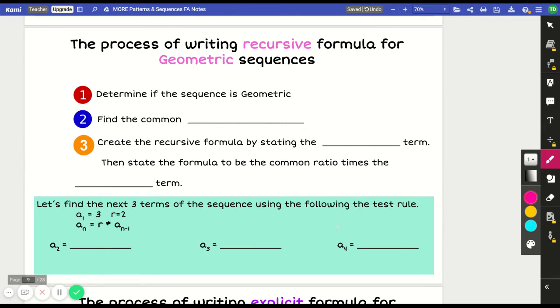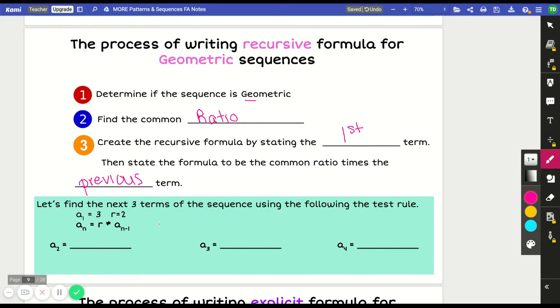Now let's look at the process of writing a recursive formula for geometric sequences. So we determine if it's geometric, and then we find the common ratio. Then we create the recursive formula by stating the first term, and then state the formula to be the common ratio times the previous term. Because remember, it's recursive, so we're thinking of the ladder. We get to the next step by using the previous step.